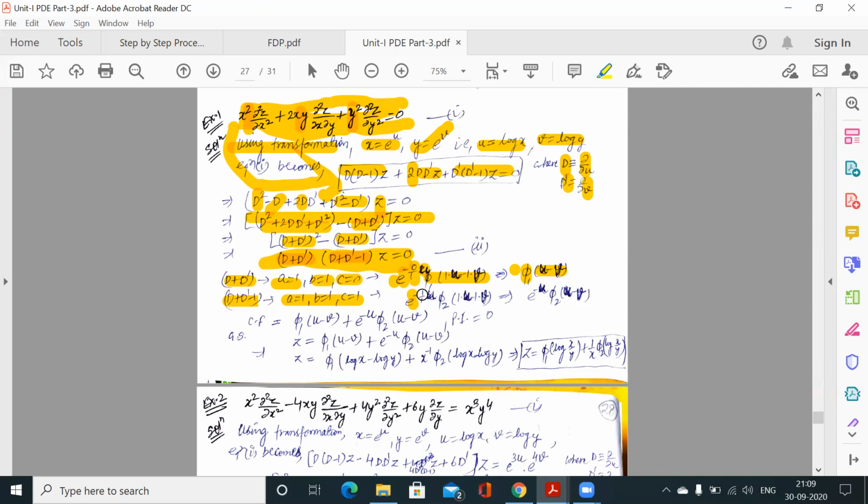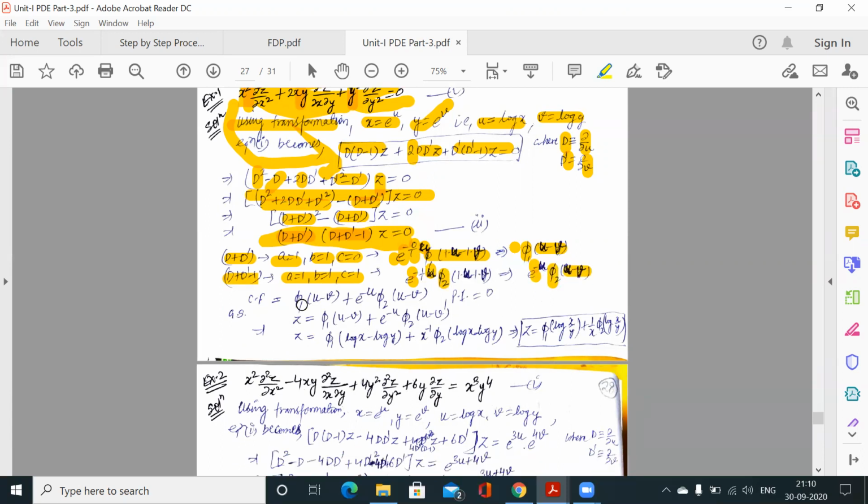So this is e to the power 1 into u, and phi 2 again of bu minus av, because it is bx minus ay, so bu minus av. a and b both are 1, so there is no problem, u minus v. So e to the power, it must be plus u. I have written the wrong answer. It should be e to the power plus u, because this c is minus 1. So next, phi 2 is of u minus v. So this is the CF. PI is 0 because this is a homogeneous equation, there is no right hand side.